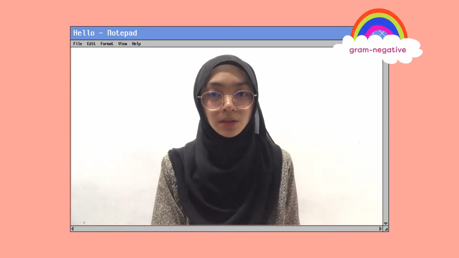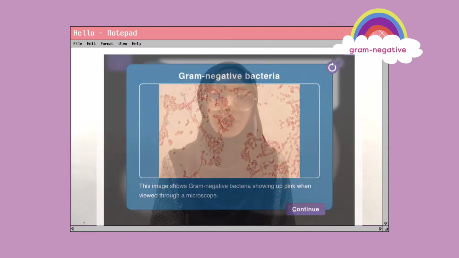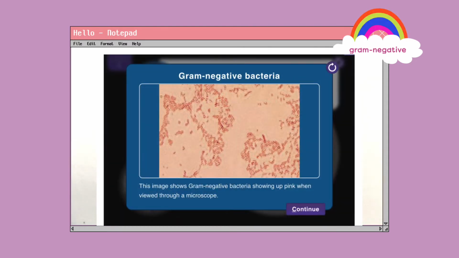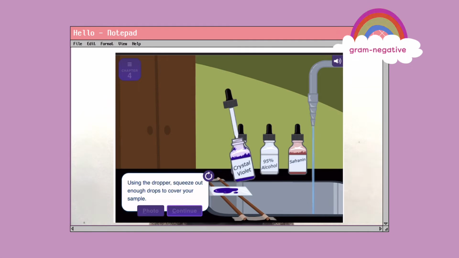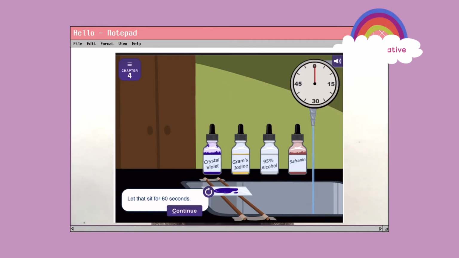This surface membrane blocks the antibiotic drugs, making infections difficult to treat. This type of bacteria appears red after the gram staining process. You can try the gram staining virtual lab in the link provided in our description box.